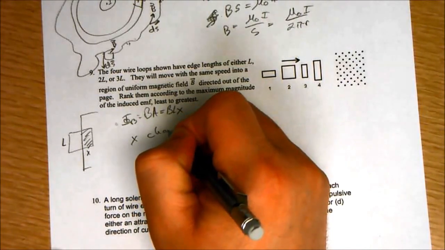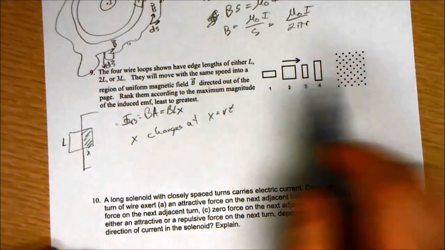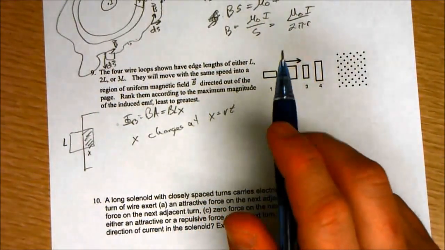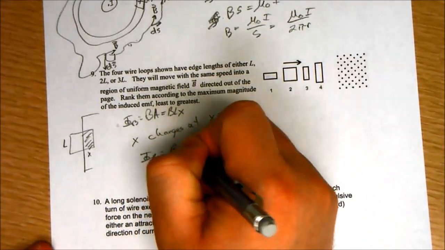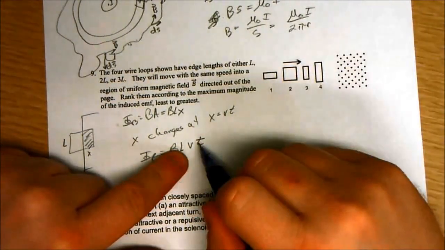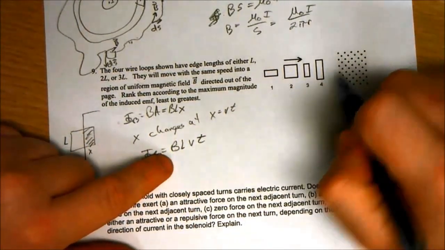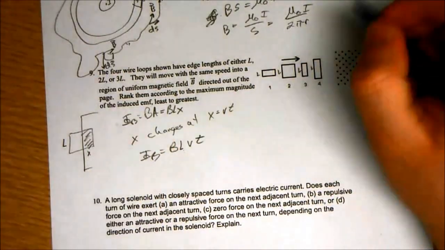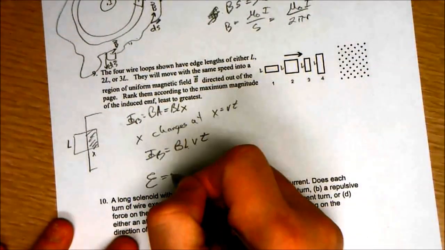X changes as X equals Vt. Just from kinematics, they're all moving with the same velocity, so at a certain time point, X is going to be the same. So phi B equals BLVt. Now, V is the same for every one of these shapes. T is the same because they're all varying at the same time. B is the same. The only difference is L, because remember, L is always this side. So the greater this L, the greater the EMF induced due to Faraday's law.